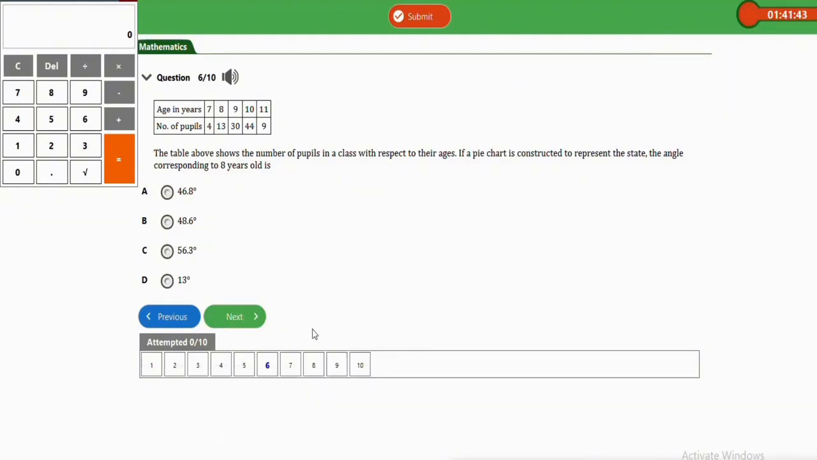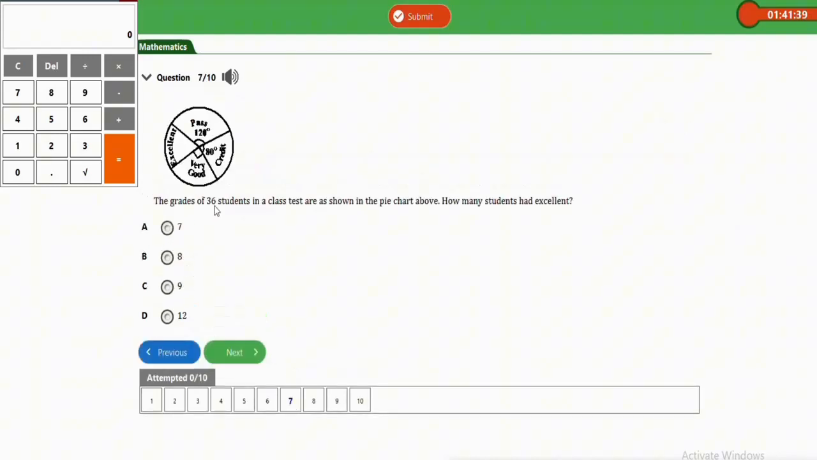So the next repeated question will be this question. It says the grade of 36 students in the class test are as shown in the pie chart above. How many students had excellent? Alright, so we need to get the degree of excellent students. To do this, we already have angle 90 degrees in this place.